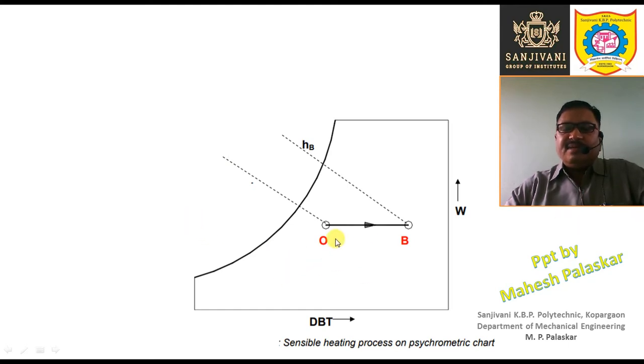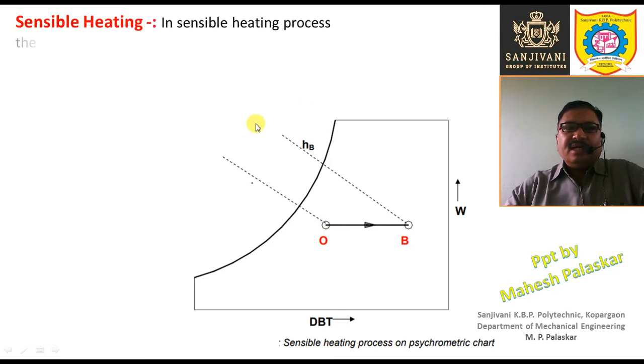So the sensible heating process is represented on the psychrometric chart like this, and it is represented by this horizontal line along with the arrow. This horizontal line OB represents the sensible heating process on the psychrometric chart. This is the psychrometric chart. Here the DBT, dry bulb temperature, and the specific humidity are plotted on the horizontal and vertical axes. This is the saturation curve, and this is the increase in the enthalpy due to sensible heating process OB.